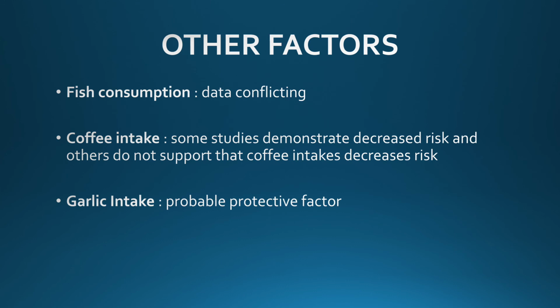Other factors that you may read about: fish consumption has conflicting data as to whether it's protective. Coffee intake also. Some studies demonstrate a decreased risk. There doesn't appear to be an increased risk with coffee intake or fish consumption, and garlic intake is a probable protective factor.